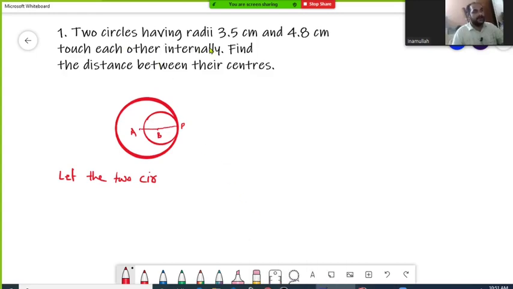Two circles having radius 3.5 centimeter and 4.8 centimeter touch each other internally. Find the distance between their centers.